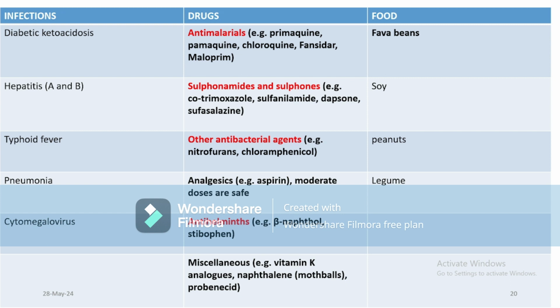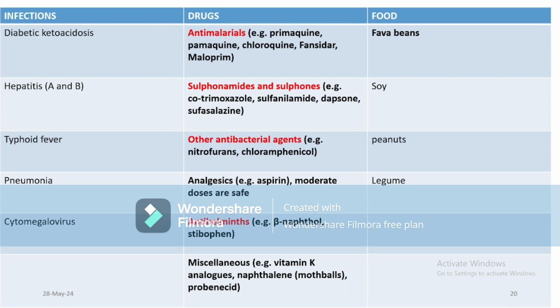Analgesics, aspirin, antihistamines, all these can trigger hemolysis in G6PD deficiency. Miscellaneous, vitamin K analogs, naphthalene, all these can cause hemolysis. And so if you are G6PD deficient, it is never advisable to take any of these drugs.